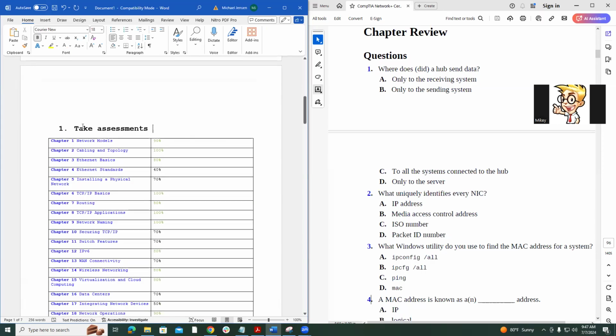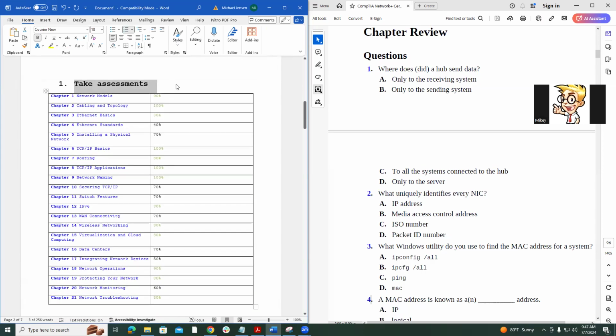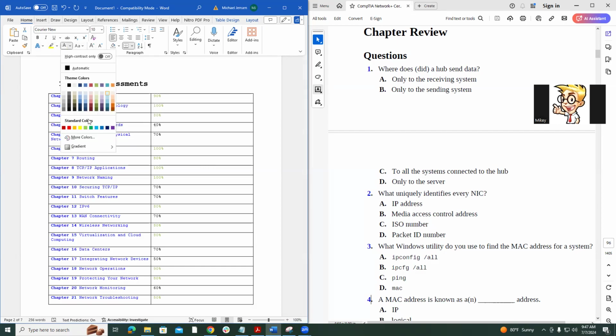Number one is to take assessments. In order to know where you are strong or where you are weak, you definitely need to take assessments and practice. We can see the green numbers are acceptable, but some of these are not acceptable. Let's mark the ones that are not passing by a long shot. I've got quite a bit of problems with Ethernet standards.